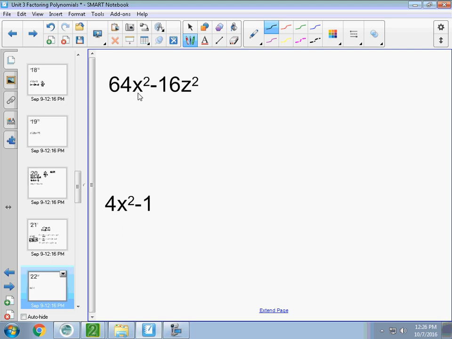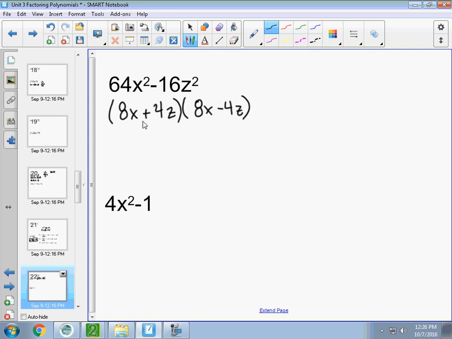This one, 64x squared minus 16z squared, I notice that this is a perfect square and this is a perfect square. So 64 as a square comes from the number 8, and x squared comes from x. 16 comes from the number 4, and z squared comes from z. So I would have 8x plus 4z and 8x minus 4z.